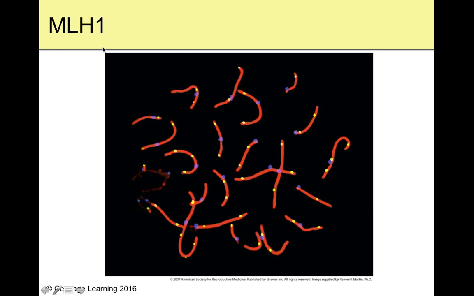Here's your picture of MLH1 from your book. The blue dots are the centromeres, and the yellow dots are these MLH1 proteins that are maintaining the ends of these chromosomes. So those are kind of a cool picture.